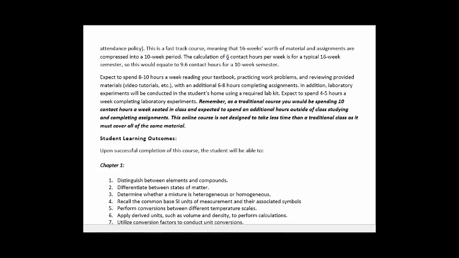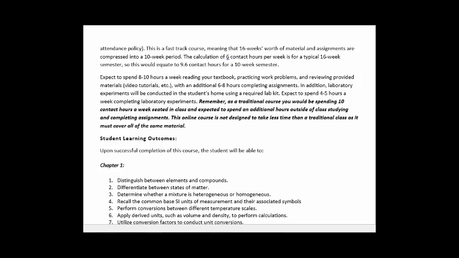For an online section, expect to spend 8 to 10 hours a week doing lecture materials such as reading your textbook, working practice problems, and that kind of stuff, and then an additional 6 to 8 hours completing assignments. So this is the homework. This is the stuff that even in a fully seated section you would be doing outside of class in addition to the classwork. Plus, expect to spend 4 to 5 hours a week on the laboratory experiments, since we have to cover all of the labs that would be covered in a typical 16-week semester. In 10 weeks, many weeks you will have 2 laboratory assignments to do.